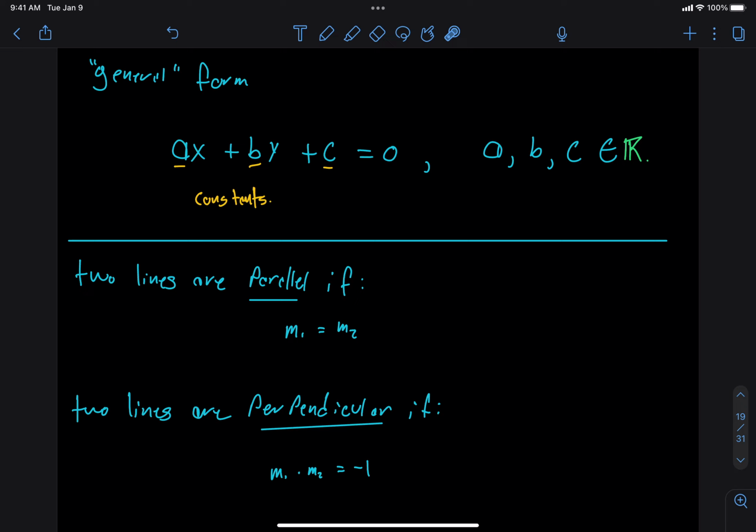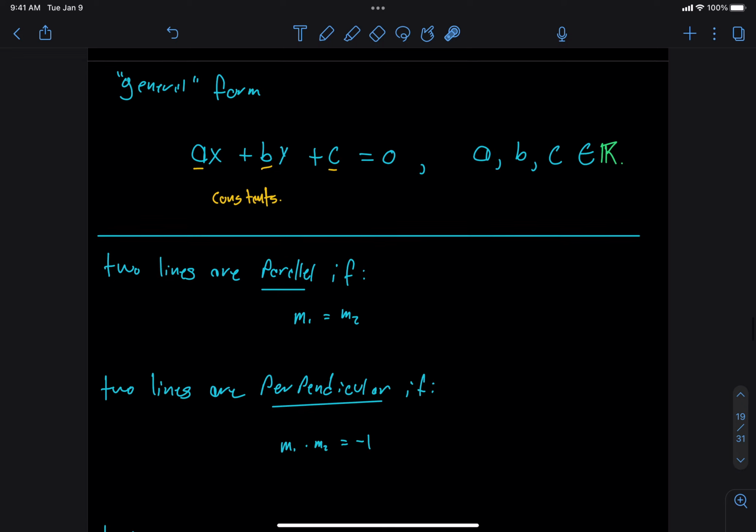But if you had something like a equals the square root of 2, I don't think you'd be able to find a whole number. Sorry, this is not really important for you, but it's bothering me. So I'll just move on. So yeah, a, b, and c should be real numbers.